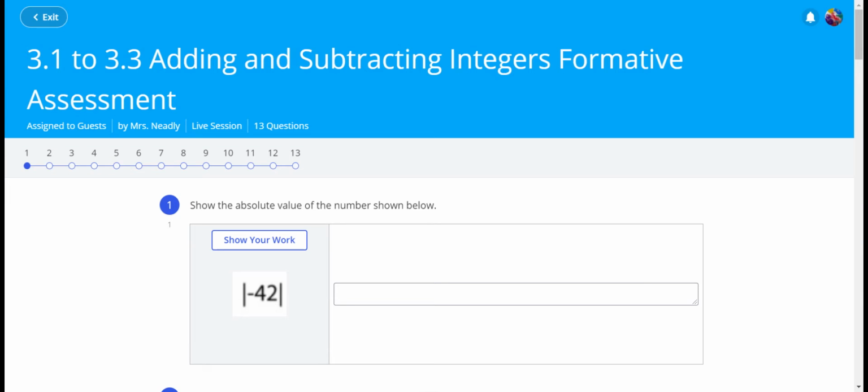3.1 to 3.3, adding and subtracting integers formative assessment. These are going to be your quiz corrections. Number 1, show the absolute value of the number shown below.